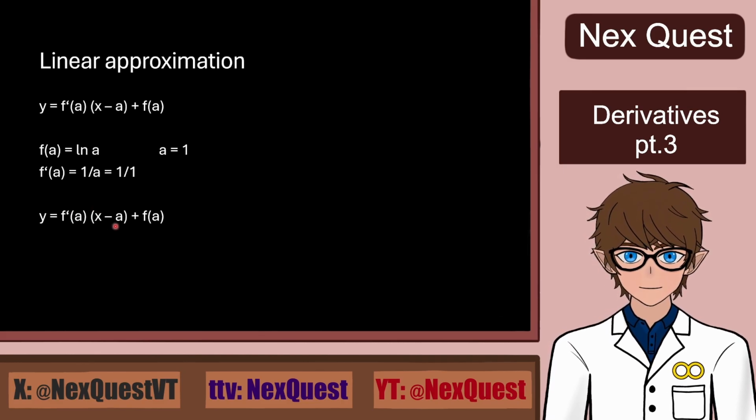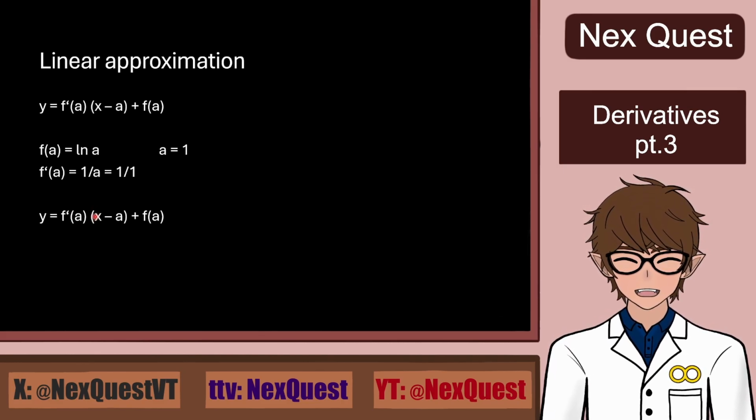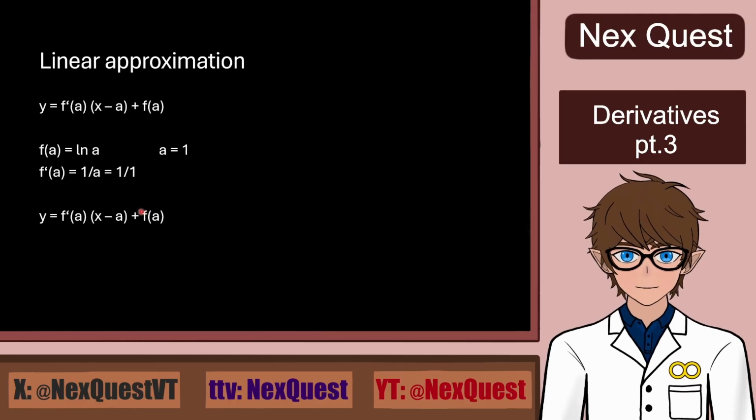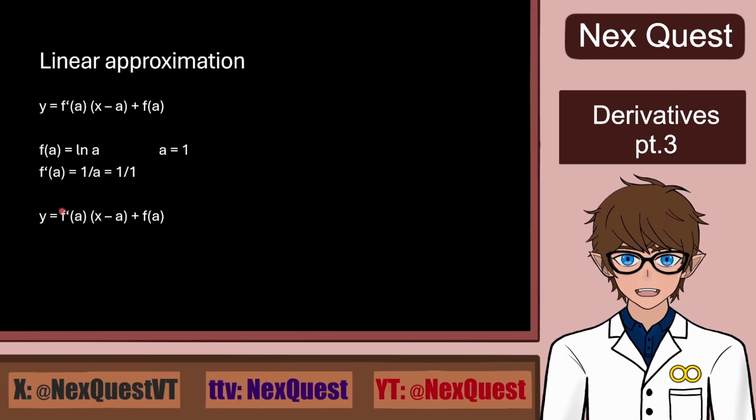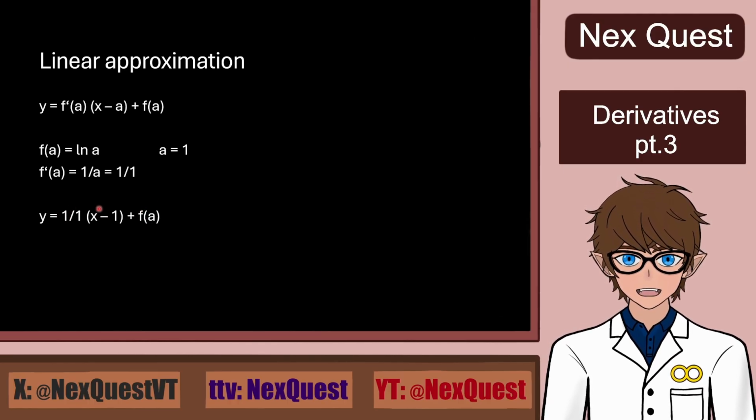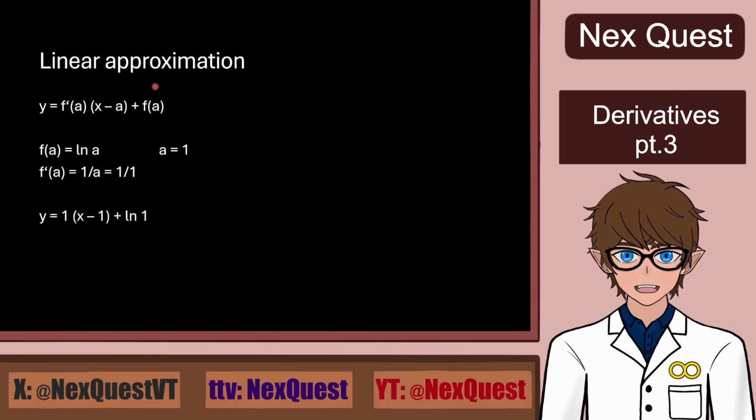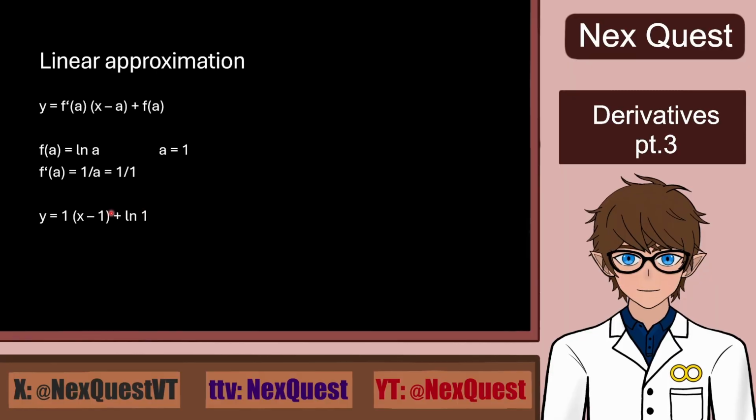Then we have this part which we can't solve just yet because we don't have an x. And then we have the function of a. So let's put in the derivative part first and insert the a here, and then we add together the natural logarithm of 1, because, well, insert a into it.